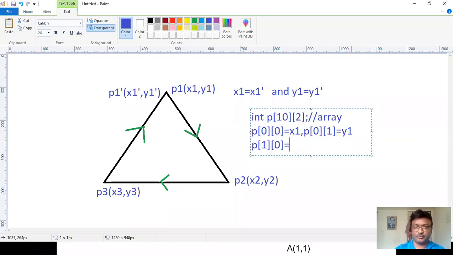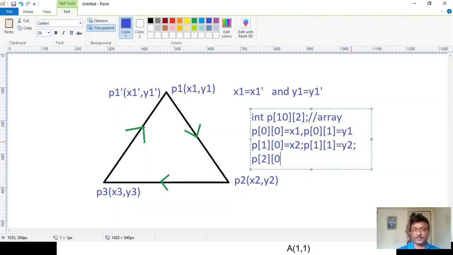Next point is going to come 1 0, x2. Correct. Now p of, again I have to consider 1 1. So what does this 1 1 indicate? Your y2 value. Now proceed for the next. P3 means what, your next point? P2, 2 0 is which coordinate? X3. And p of 2 1 indicates what? Your y3.